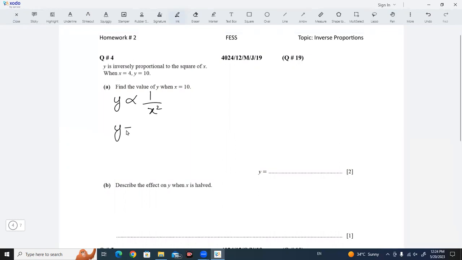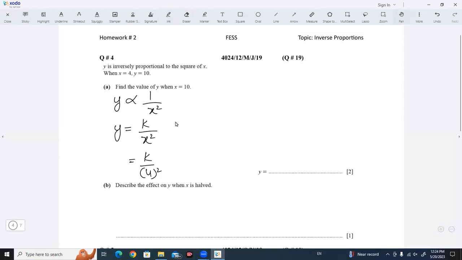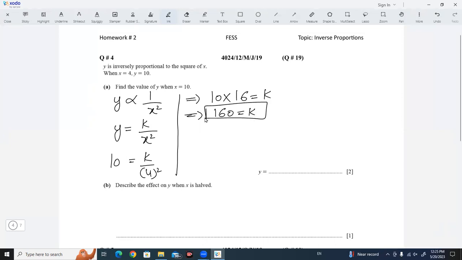In the next step, putting equals sign with a comma. So when x is 4, the value of x is 4, means 4 squared. So it means that the given value must be squared as well. So now cross multiply, you will be having the value for k. So it's 10 times 4 squared, which is 16. So 16 times 10 is 160. That's the answer for k.